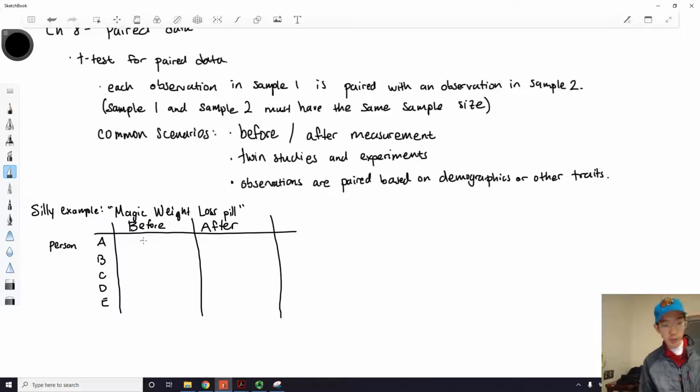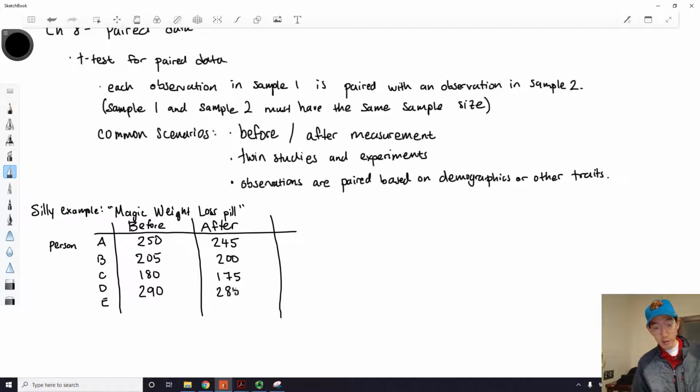Okay, so we'll say person A before weighed 250, after taking the pill went down to 245. Before, person B weighed 205, afterwards weighs 200. Person C before weighs 180, after weighs 175. Person D before weighs 290, after weighs 285. And person E before weighs 170 and after weighs 168.